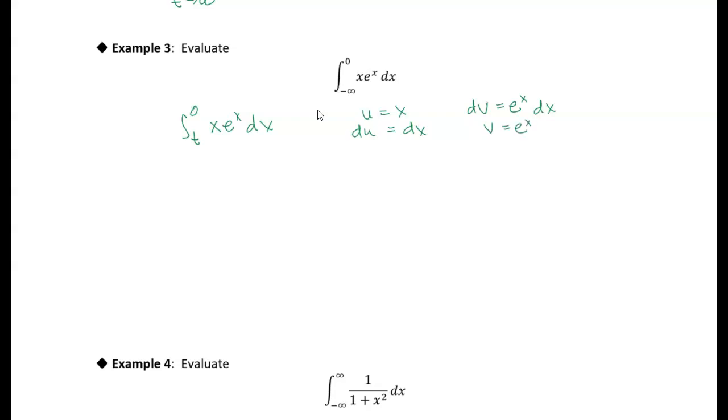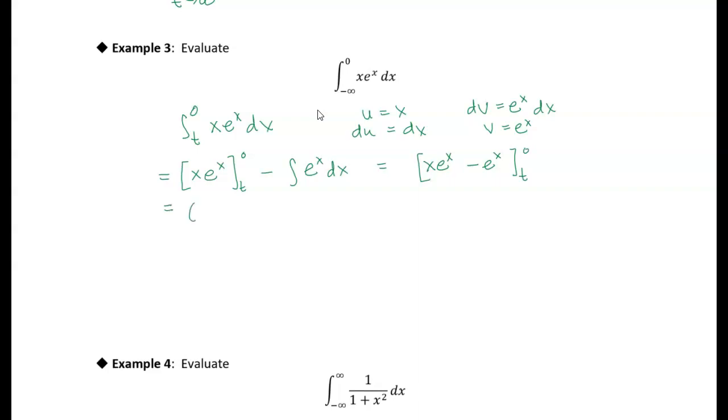Now we're going to get u times v, so x e to the x, and I'm going to evaluate that from t to 0, minus the integral of v du. So we're going to get e to the x dx. All right, well, that's easy enough. So when I do that, I'm just going to rewrite this. It's going to be x e to the x minus e to the x, and I'm going to evaluate the whole thing from t to 0.